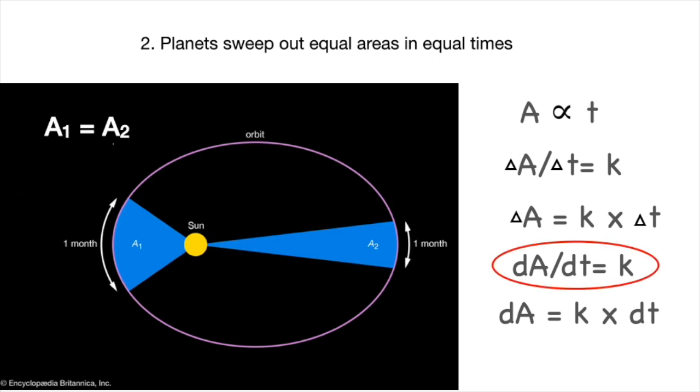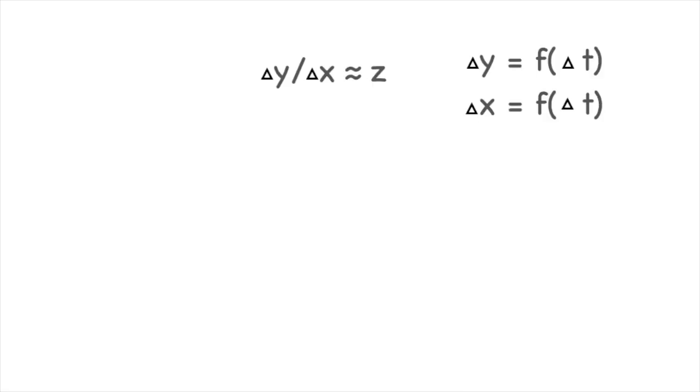Newton was particularly concerned with the ratio of two vanishing quantities. In this case, we can say that because the ratio of delta A to delta T always equals K, according to Kepler's second law, we know that the ratio of dA to dt is always equal to K, without needing any further proof. However, in other cases, the ratio of two quantities might not be constant.